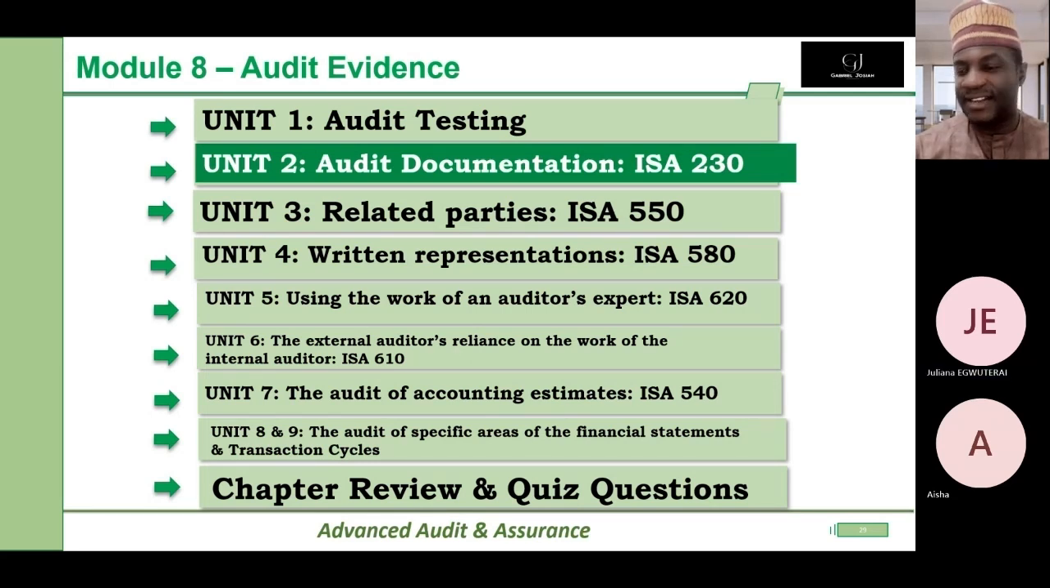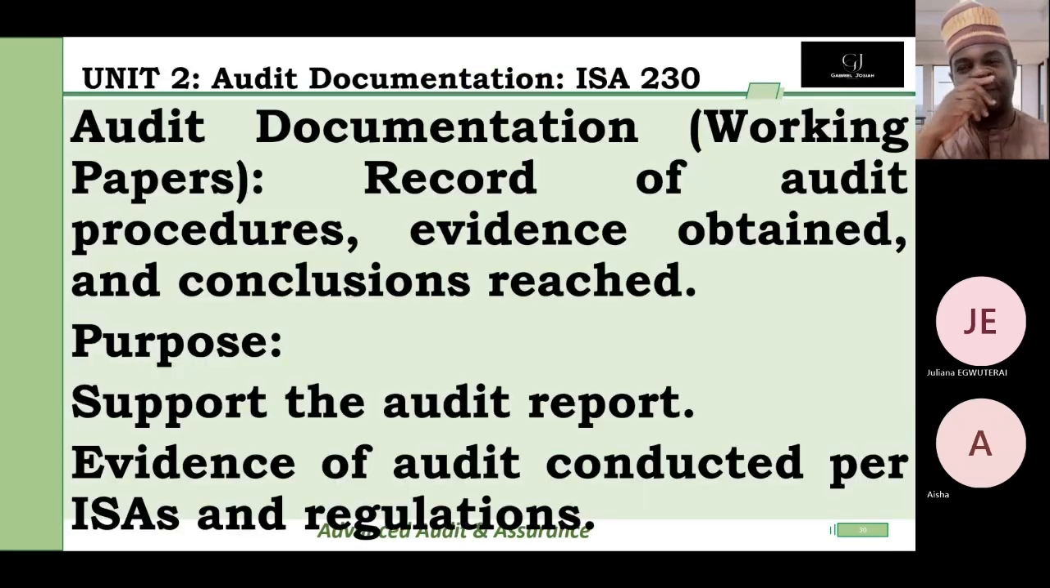So let's look at audit documentation, ISA 230. All right. So audit documentation speaks to working papers, which is part of your evidence. So working papers include digital papers, physical papers, a record of your audit procedures, the evidence obtained, and your conclusions reached.